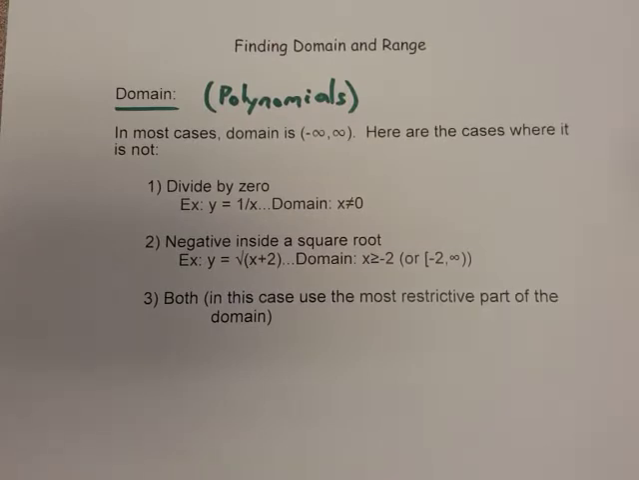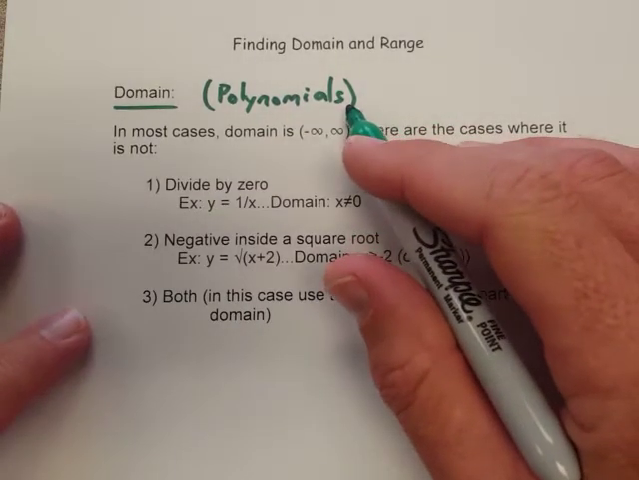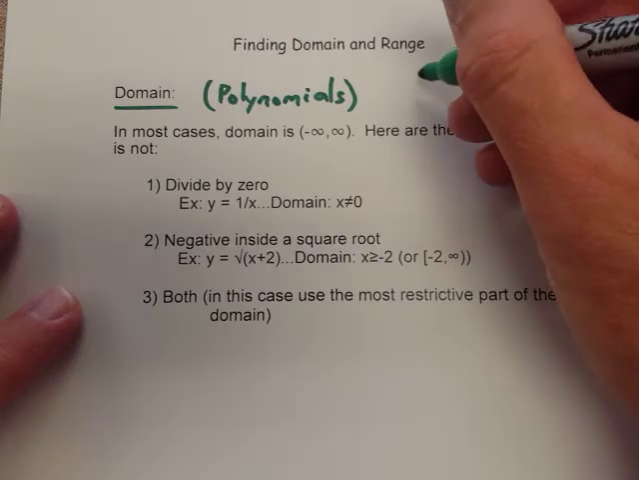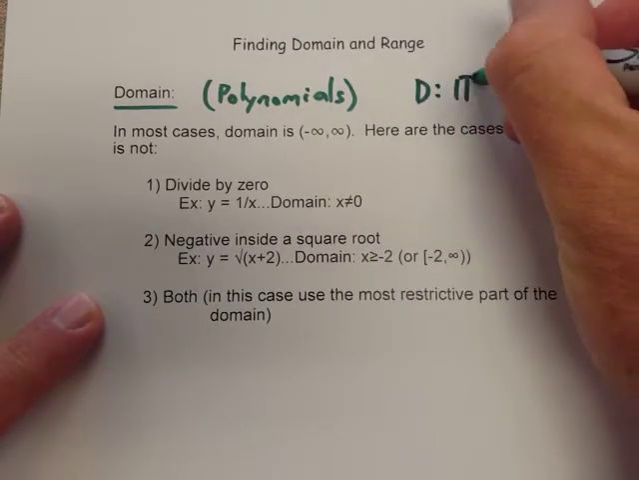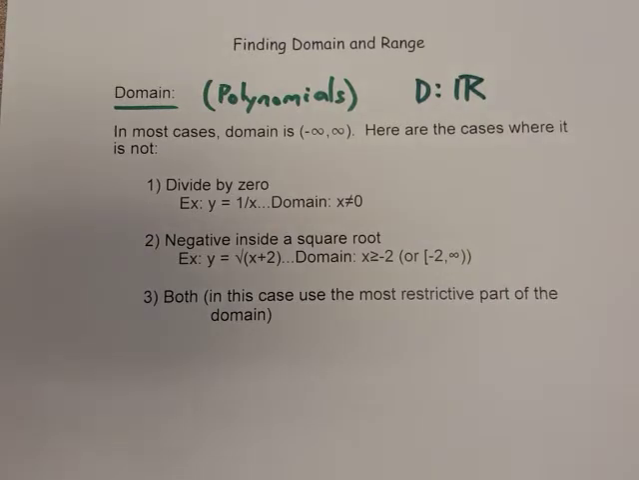So in order to find the domain, that is the set of all x values, all input values that work for a particular function. For the most part, when we're talking about polynomials, we say that the domain is generally all real numbers. You've probably seen that R before with 2 bars. That means all real numbers.